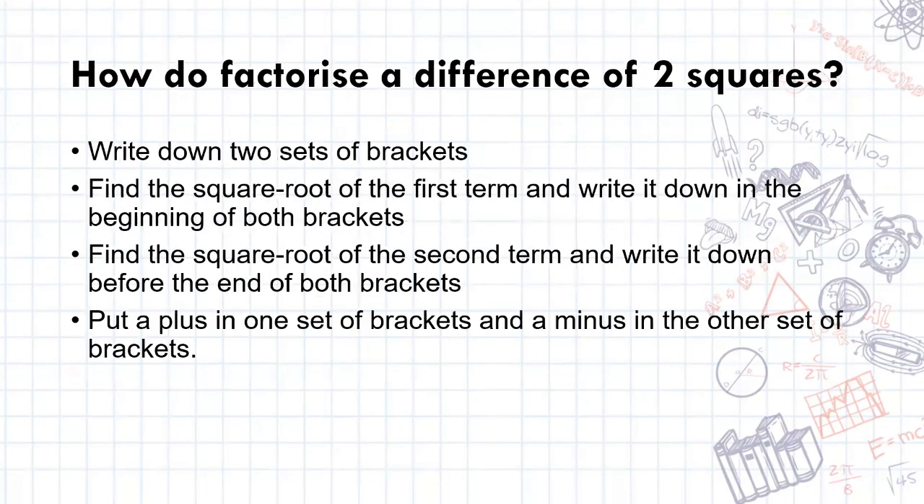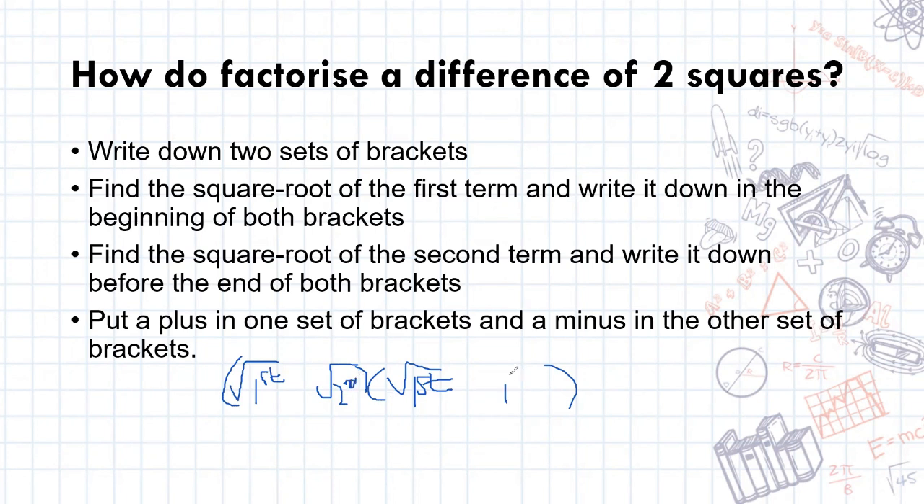So how do we factorize a difference of two squares? Well, we write down two sets of brackets, right? And we find the square root of the first term, and we write that in the front of both brackets. We find the square root of the second term, and we write that at the back of both brackets. And we put a plus in one and a minus in the other.